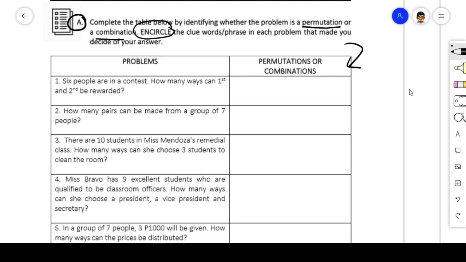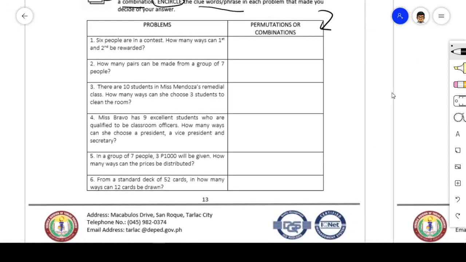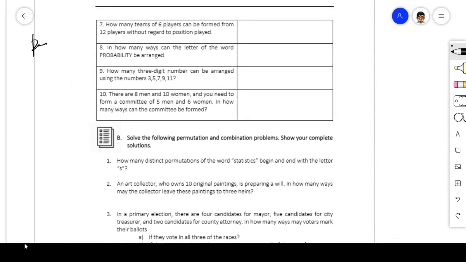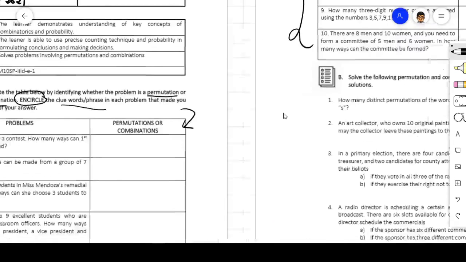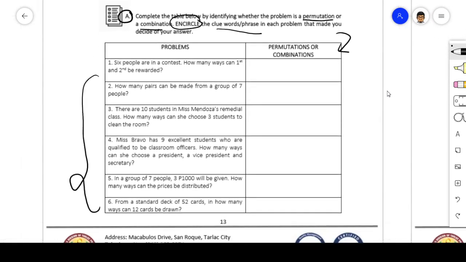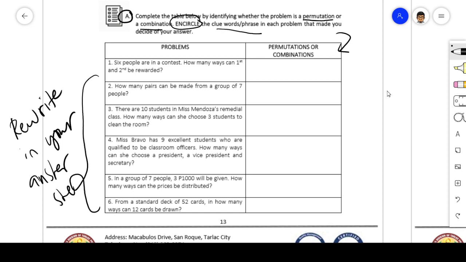Now, since you have to encircle the clue words, that means that these items, and the item on the next page, this is page 14, must be rewritten in your answer sheet. Again, this table, the whole table, will be rewritten. You have to rewrite this in your answer sheet.